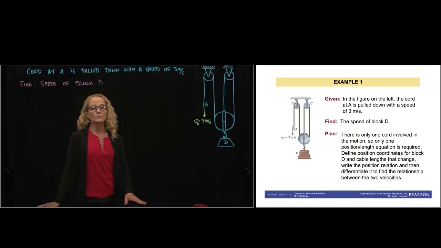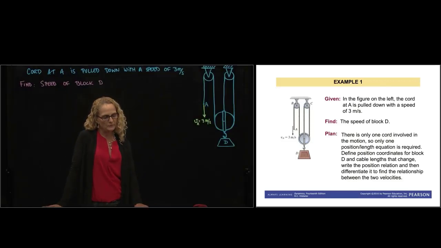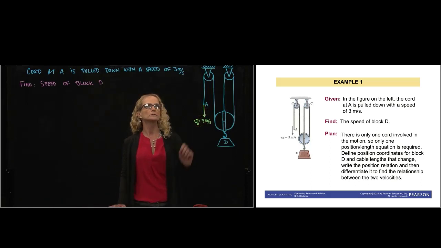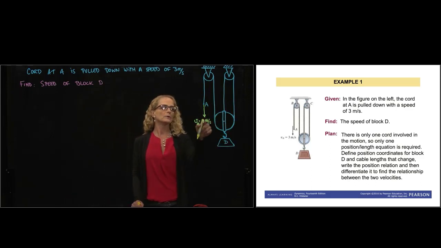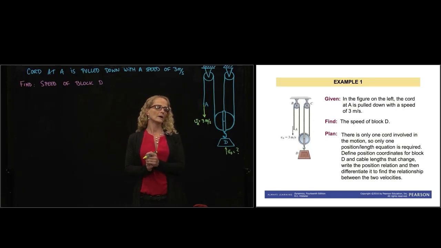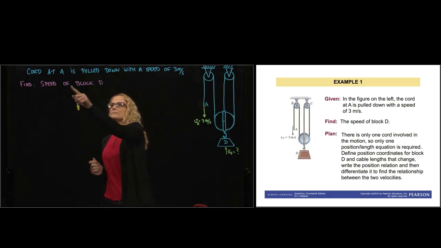Okay, this is example number 1 of section 12.9. So here we have a cord at A that is being pulled at a velocity of 3 meters per second, and we want to know how all those cords pull up this weight D. Since we are pulling point A downwards, D will move upwards. But we want to know how much the weight is moving upwards. So find the speed of the block D.